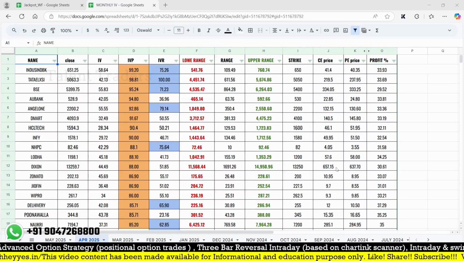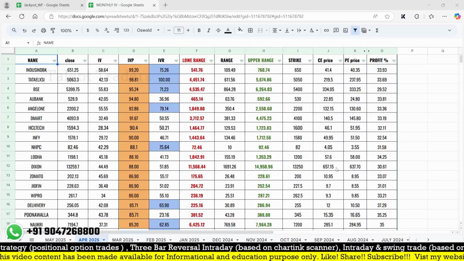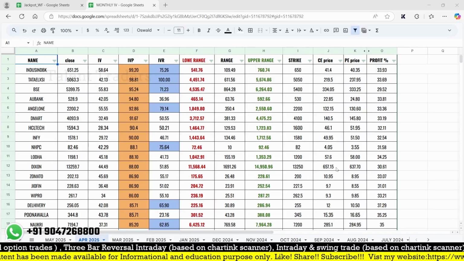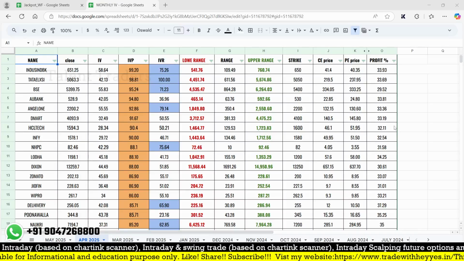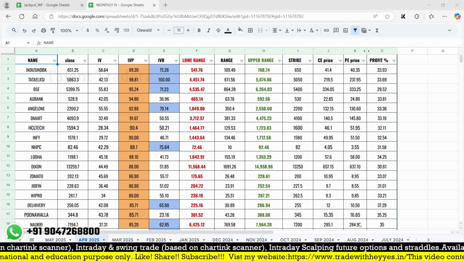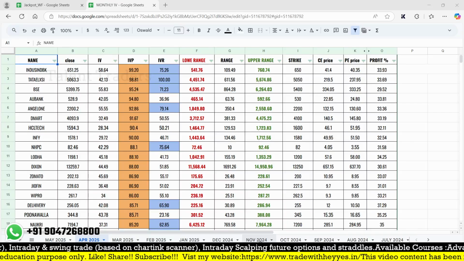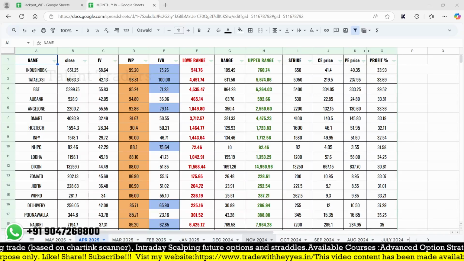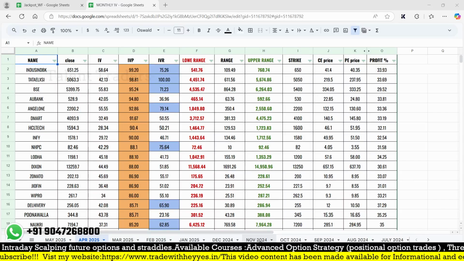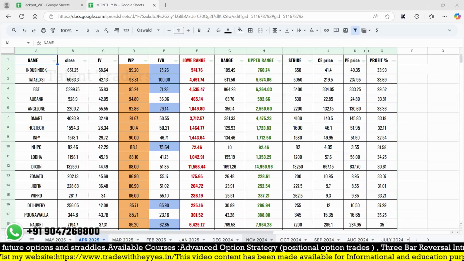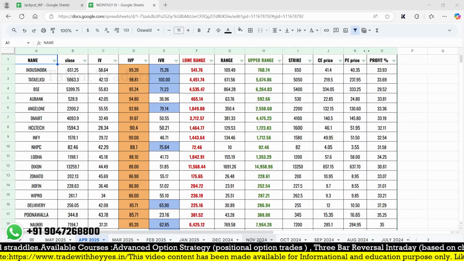If the stock moves that much, we plan a strategy according to the expected movement. Last month we were expecting IndusInd Bank to move more than about 110 points, and it moved more than that. For Tata Elxsi we were expecting 5,600, and now it is trading at more than 5,700.